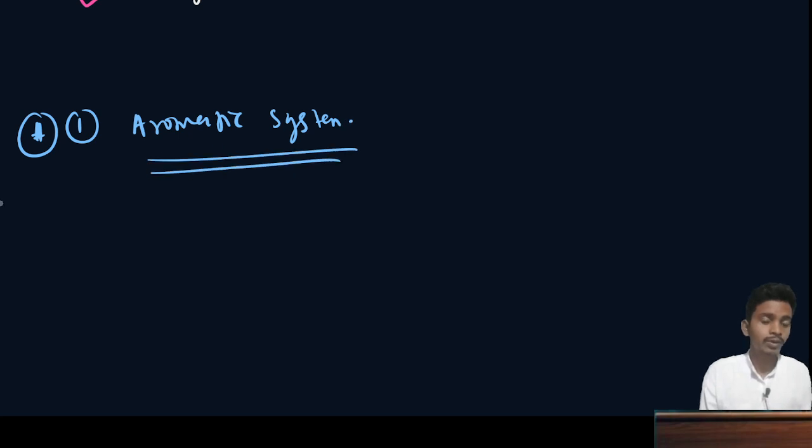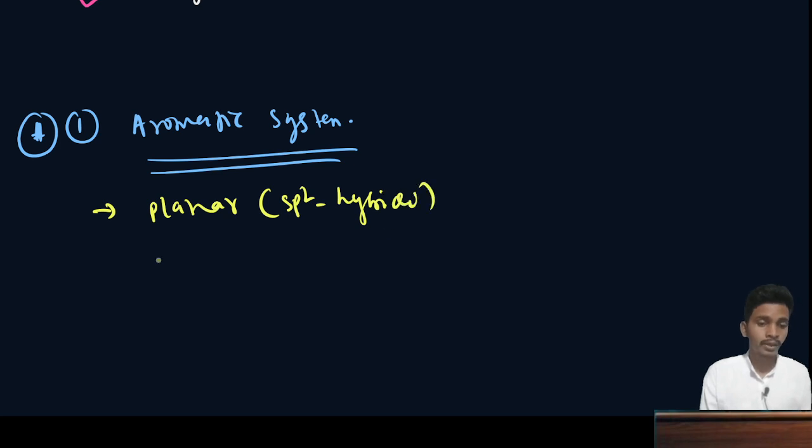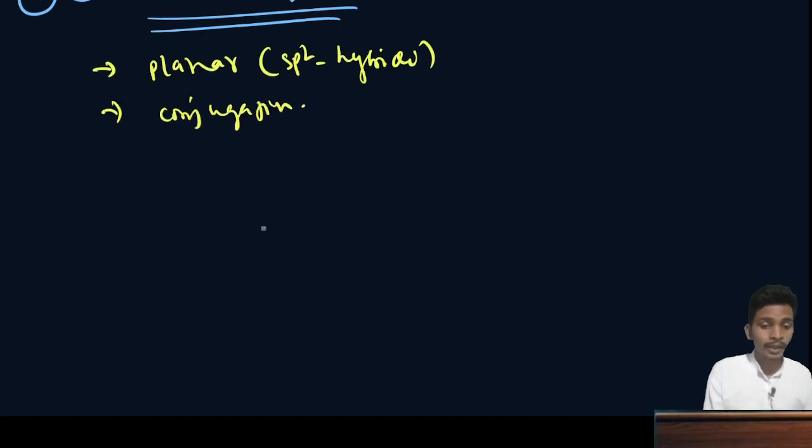Now, let's say first is aromatic systems. First, we know the conditions for aromatic systems: it should be planar, which means sp2 hybridized, and there should be conjugation, meaning alternate pi bonds must be there. That is the basic requirement for any system to be aromatic: it should be planar and conjugated, and it should follow Huckel's rule.